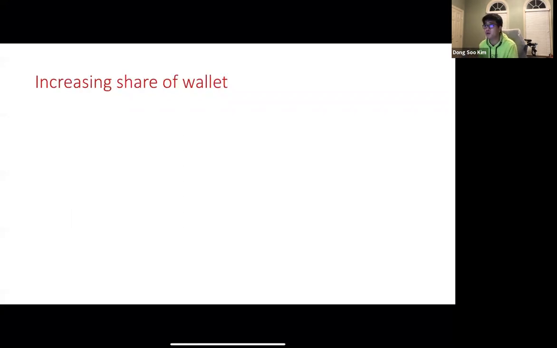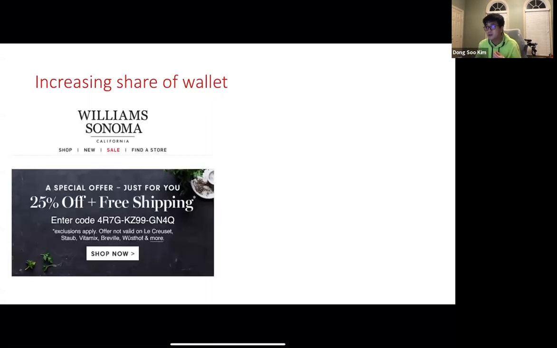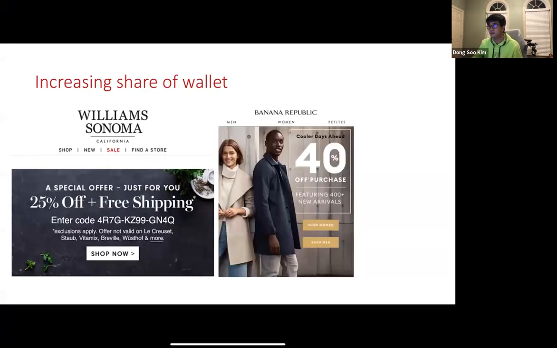First, share of wallet. Most traditional marketing activities, such as discount offers, aim to increase the company's share of a customer's wallet. This is an offer I actually received from Williams Sonoma. Williams Sonoma is one of my wife's favorite shops, and it sells all kinds of kitchen products. And this is another offer I actually received from Banana Republic. Williams Sonoma and Banana Republic both offer some discounts.